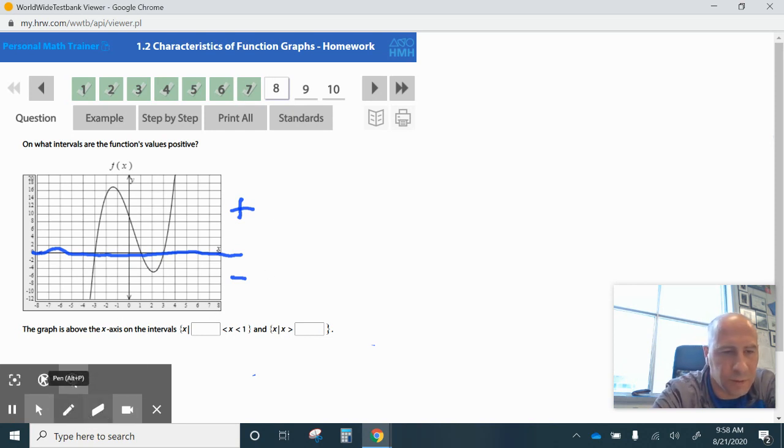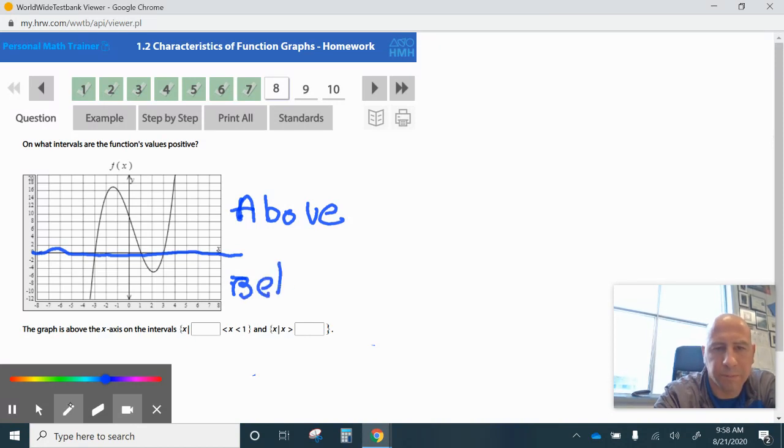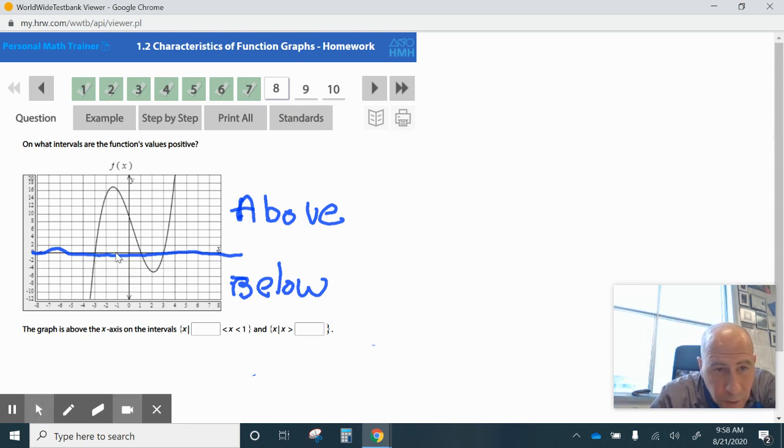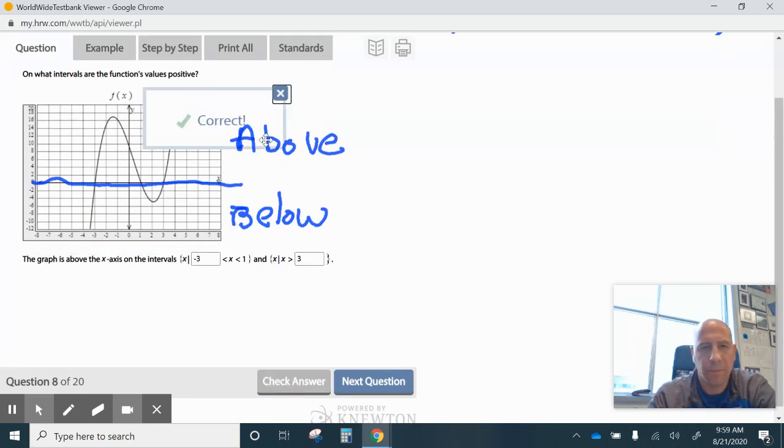So I can actually, if you want, let me see, above, below. All right. So it's above the x-axis between, it looks like, -3 and 1. That's correct. And then it's also above when 1, 2, 3, infinity, so x is greater than 3. All right, that's correct.